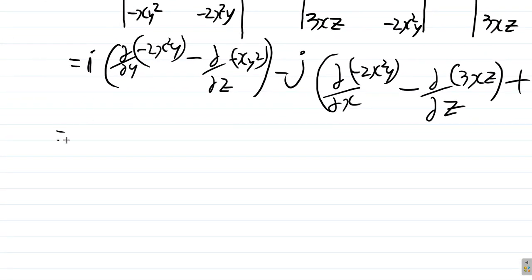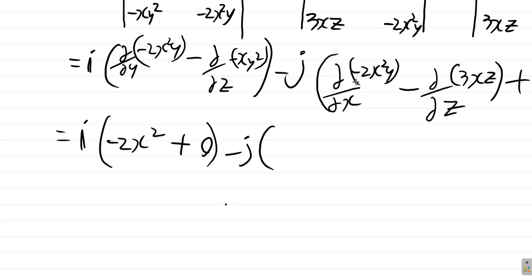Now, what you have is i times, when you differentiate this with respect to y, you get negative 2x squared. Okay? Minus, well, it's going to be a minus negative. So here, if you have minus negative, you get a plus here. But guess what happened now? There's no z here. And since you're differentiating with respect to z, you consider x and y constant, so it's 0. Alright? Minus j times, differentiate this with respect to x, you get negative 2x. Oh, no, not negative 2x. 2 times 2, negative 4xy. Minus differentiate with respect to z, you get 3x.